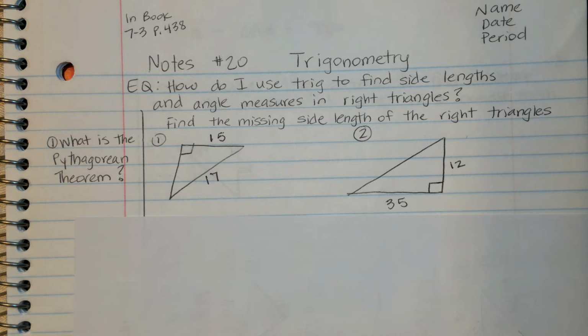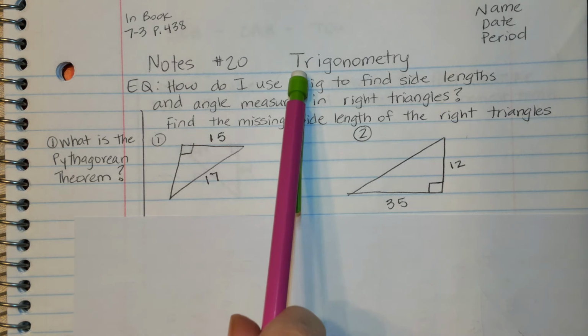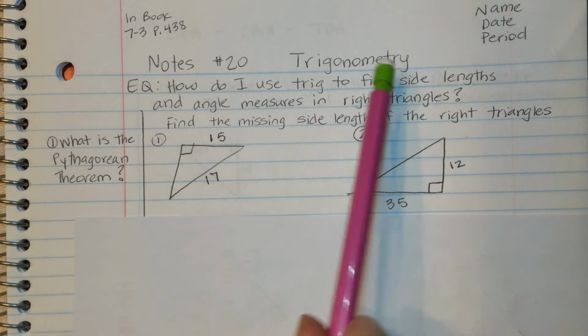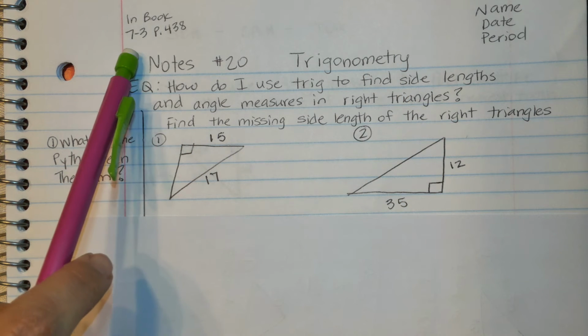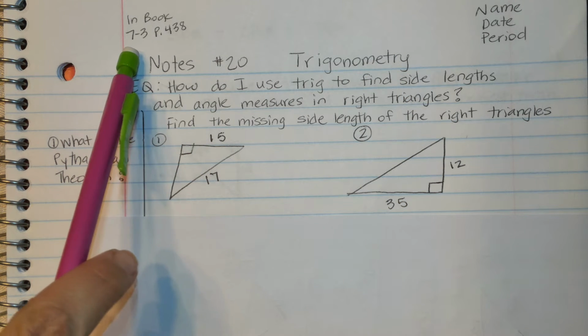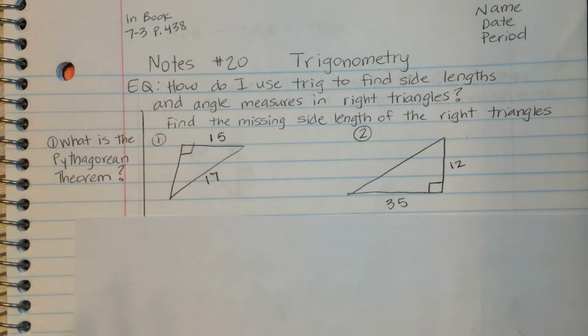All right, these are our first set of notes for this week. It's notes number 20. We're learning about trigonometry. So kind of like geometry, but it's trigonometry. In your books, this is chapter 7, section 3, page 438. Please feel free to look in that page and follow along, because I do follow along with the book.